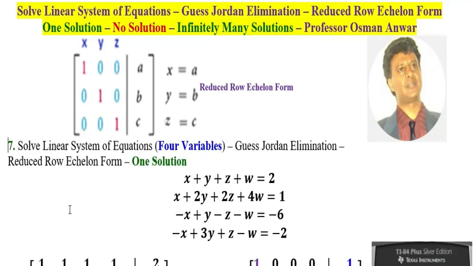Number 7 is solve linear system of equations, 4 variables, Gauss-Jordan elimination, reduced row echelon form, 1 solution. And the system of equations are x plus y plus z plus w equals 2, x plus 2y plus 2z plus 4w equals 1, minus x plus y minus z minus w equals minus 6, minus x plus 3y plus z minus w equals minus 2.